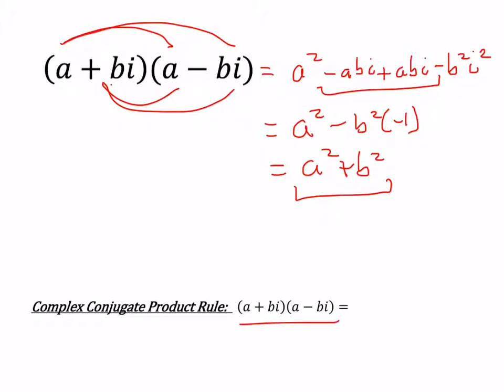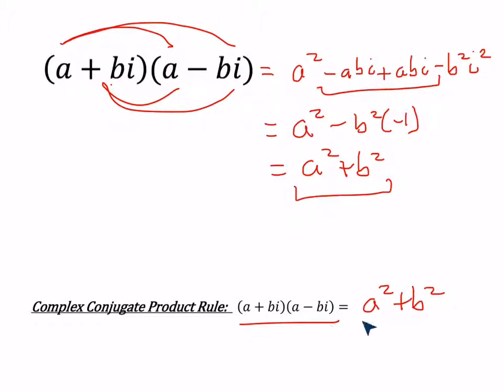These are called conjugates when we have a binomial that has two terms being added, and they're almost exactly the same binomial, but the sign is different. That's called a conjugate. So the conjugate of a plus bi is a minus bi. And so when we multiply those together, we always get a squared plus b squared. That's a useful little shortcut to know. Notice that we have no i's over here.